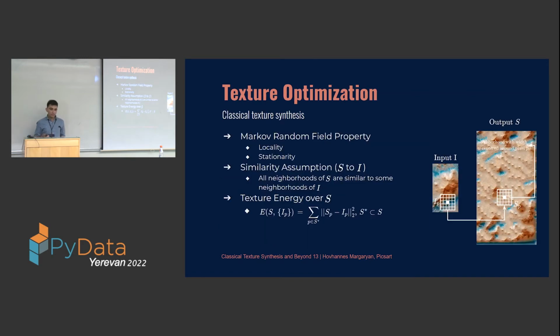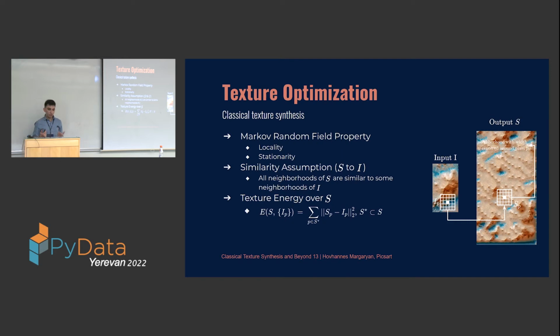The next classical texture synthesis algorithm on the menu today is texture optimization. Texture optimization by Kwatra et al. is again a non-parametric texture synthesis algorithm, and they base their solution on the following two assumptions.